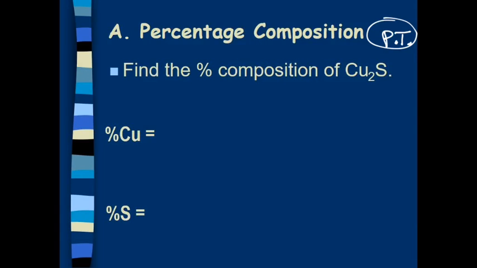So I'm looking at my periodic table. The mass of copper is 63.55, and there are 2 atoms of it. And those 2 atoms are highlighted right there. So that's going to give us the mass of copper. And then we've got to find the total mass of the compound to put into the denominator.